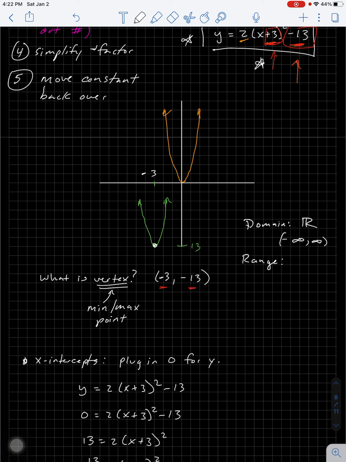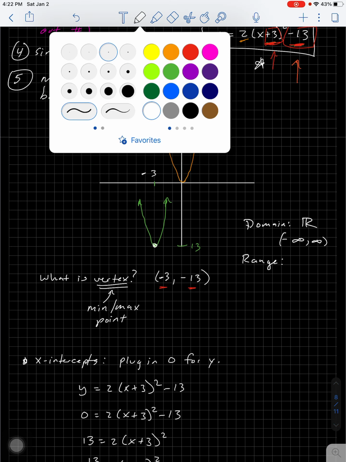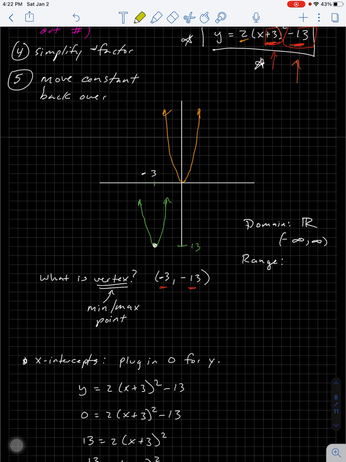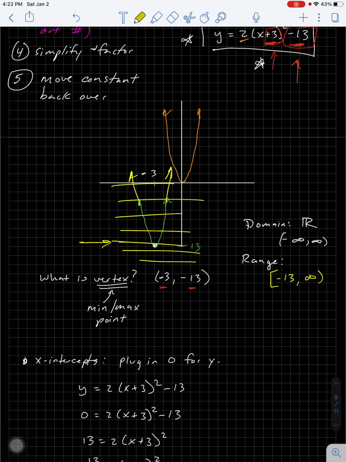And then range. The range turns out it's all the y values that the graph encompasses. So as I'm drawing y equals lines, which are horizontal lines, when do I start hitting the graph and when do I end hitting the graph? That's the idea. So I start right here at negative 13 and I end never. This graph goes up forever. So this is negative 13 to infinity. Another way to think of it is it's always the vertex up or the vertex down, depending on which way this thing's turned. So that's the quick way to do that.